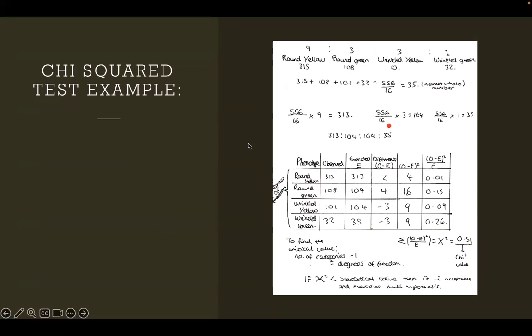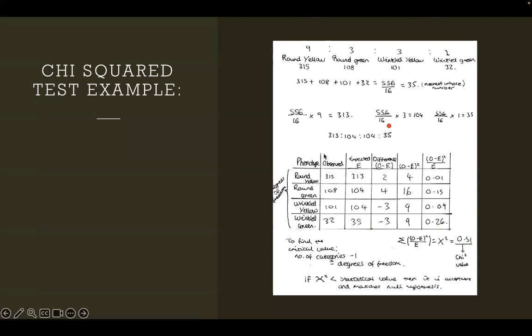Again, referring to Mendel and his peas in a dihybrid cross, I've gone through with you. So these are the numbers that were observed. So for example, let's say Mendel did his pea plant experiment on scale, and he observed that 315 of the plants were round yellow. So the peas were round yellow. 108 of them were round green. 101 were wrinkled yellow, and 32 were wrinkled green.